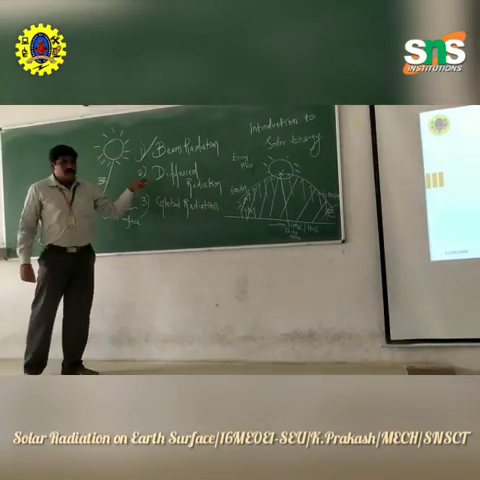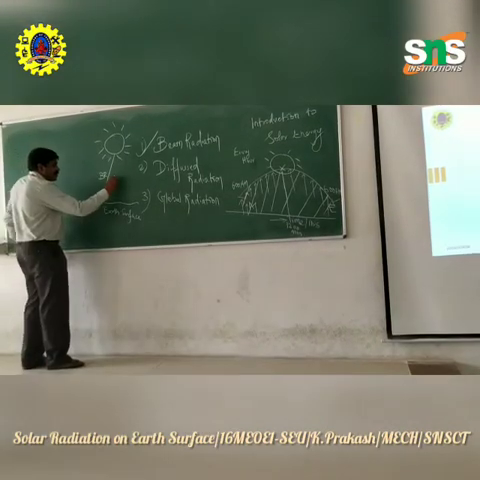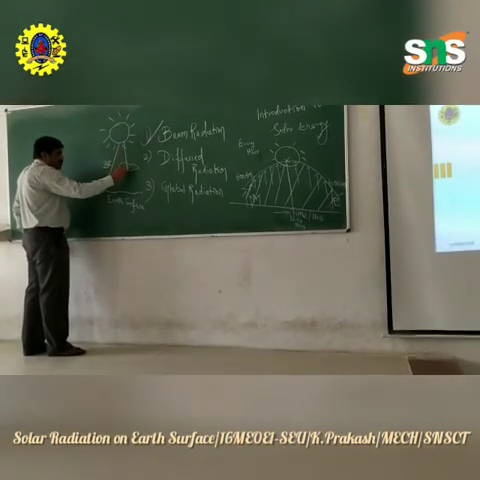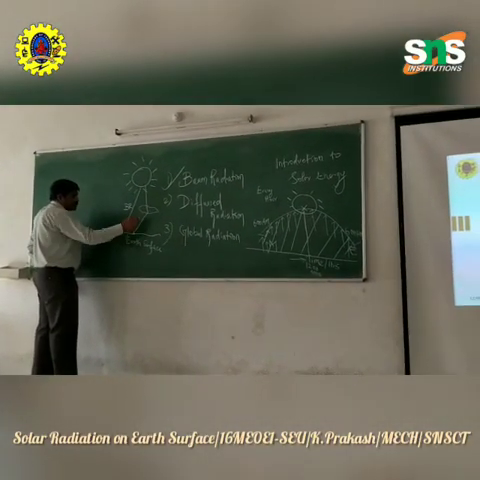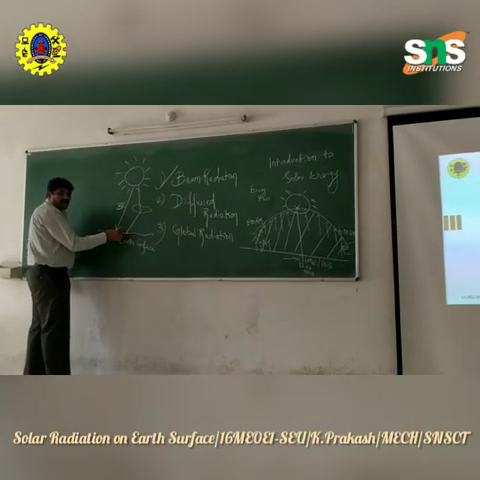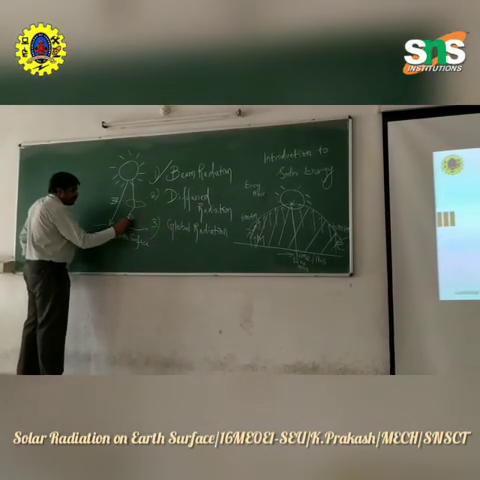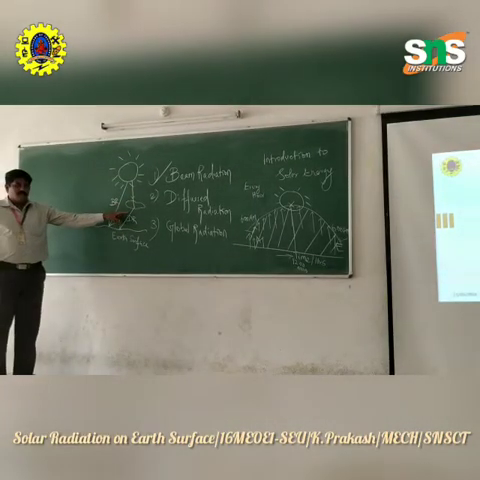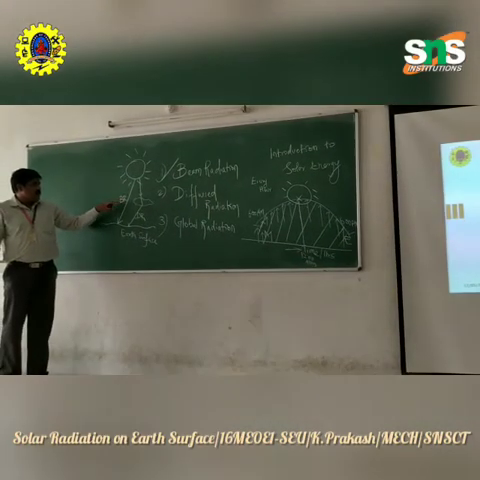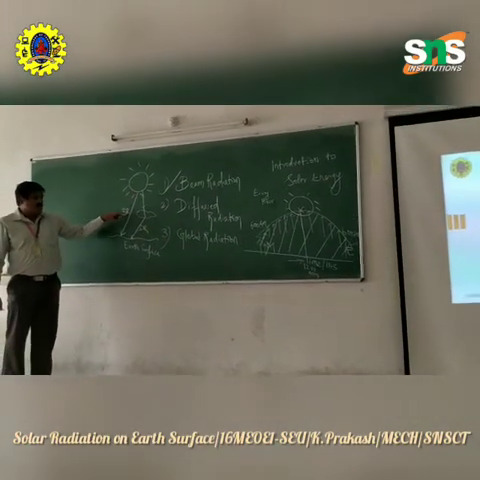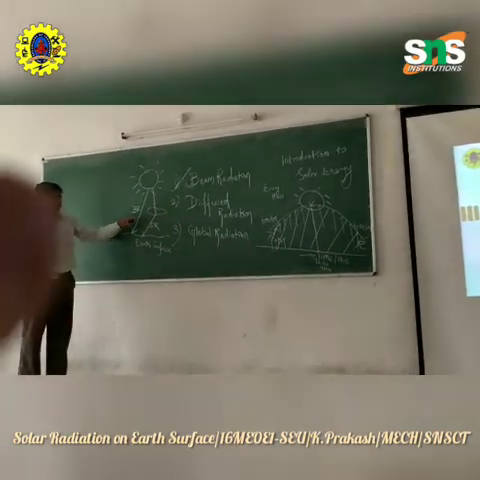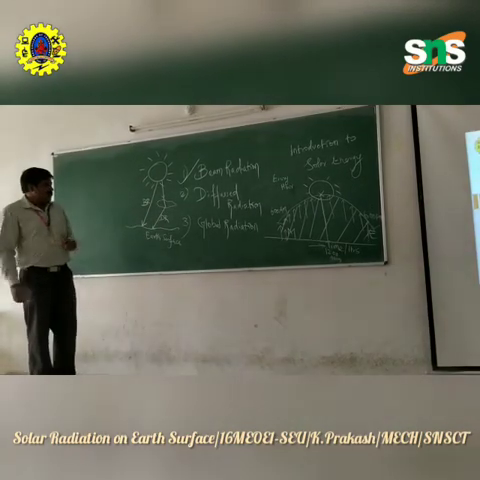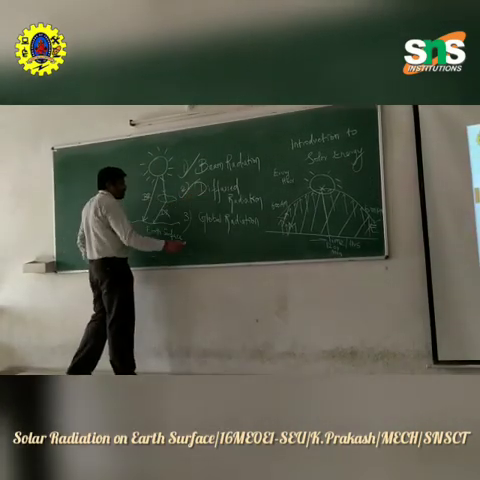So what is meant by diffused radiation? So there are some clouds. The radiation falling on the clouds is made to reflect. So it is falling on the cloud and it is reflected. This is called diffused radiation. So now we can understand: the beam radiation is directly falling on the earth surface, whereas the diffused radiation is disturbed and then falls on the earth surface. So now we have discussed diffused radiation.